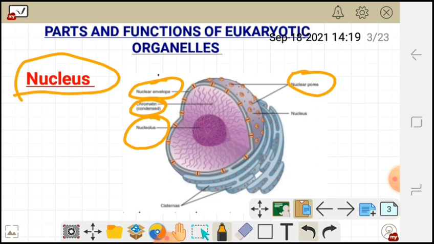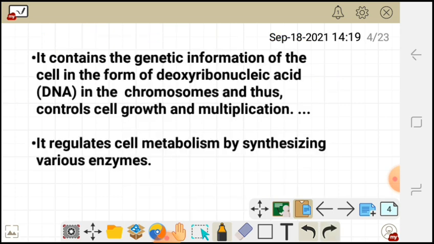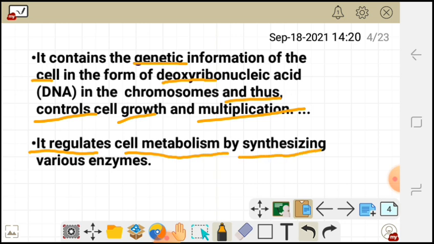Now the function of the nucleus is to control all the cell activities. It also contains the genetic information of the cell in the form of what we call deoxyribonucleic acid, which is DNA in the chromosomes, and thus controls the cell growth and multiplication. The other function is that it regulates the cell metabolism by synthesizing various enzymes. So those are the functions of the nucleus.